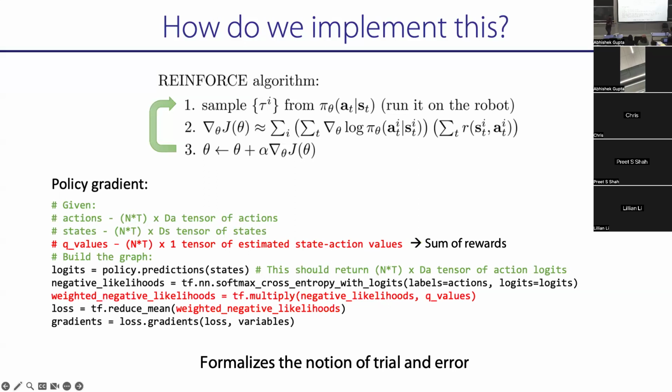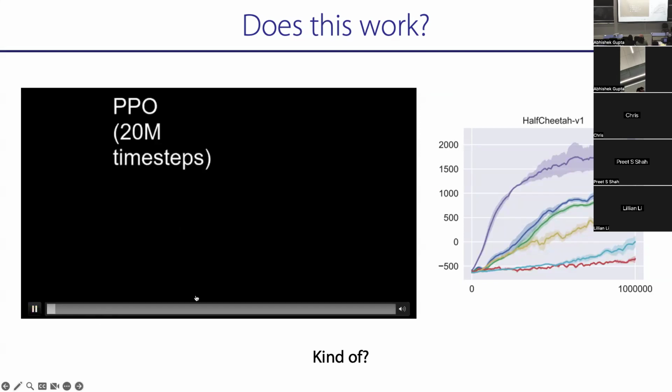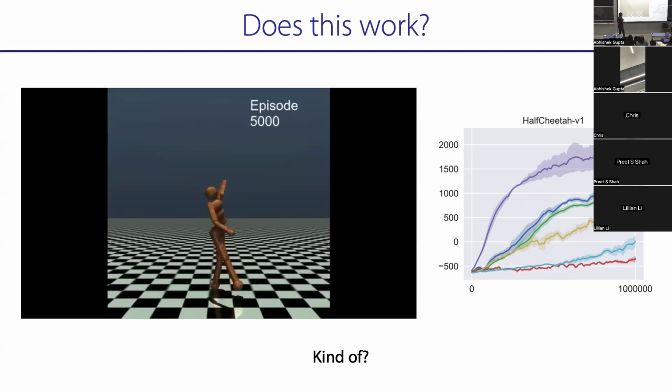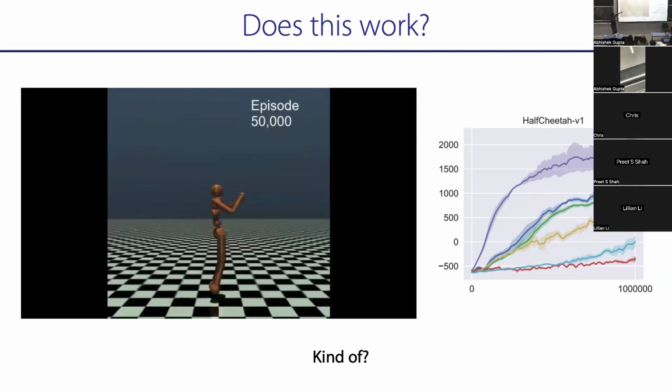Anything? Great. Okay, so this seems good. All that it's doing is formalizing the notion of trial and error, and you can use it for things that are not so trivial. So these are some algorithms that are derived from similar things. They're not quite the same thing. I don't know if you guys can see it, but there's a humanoid doing stuff.